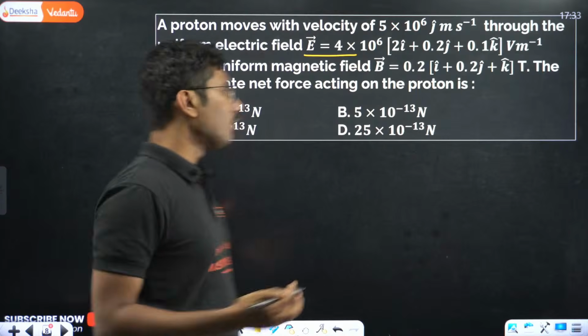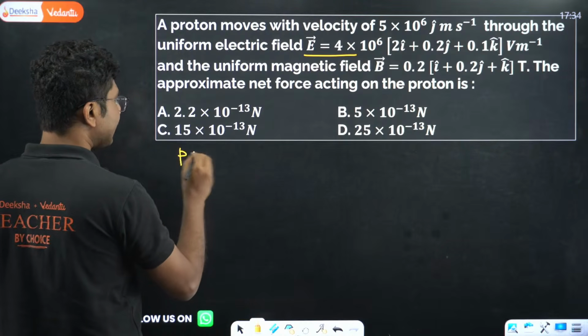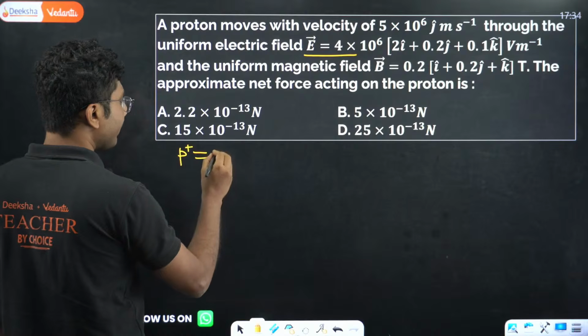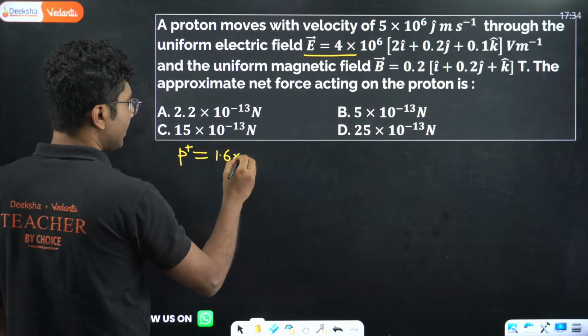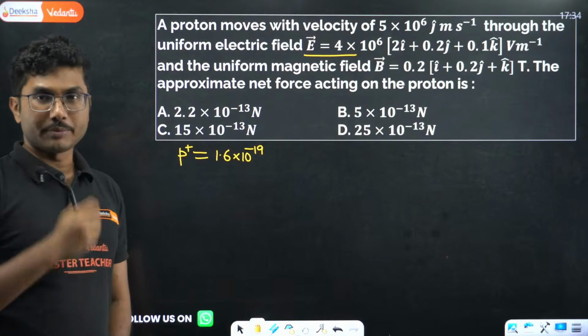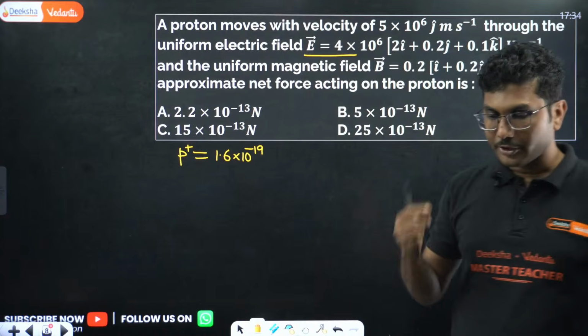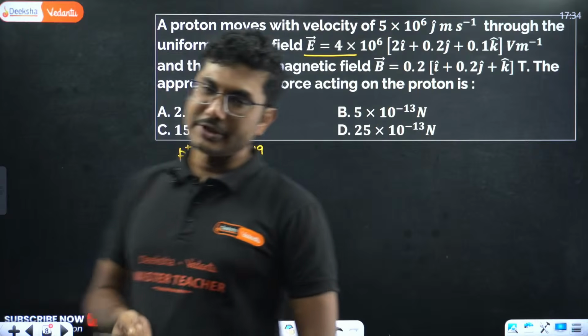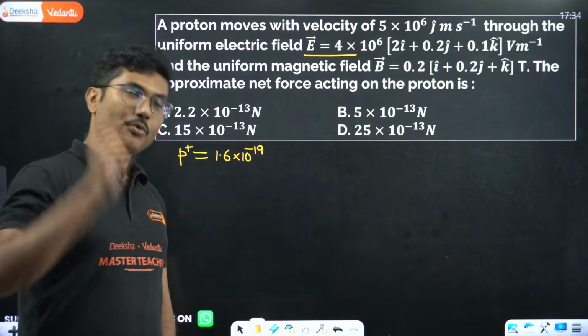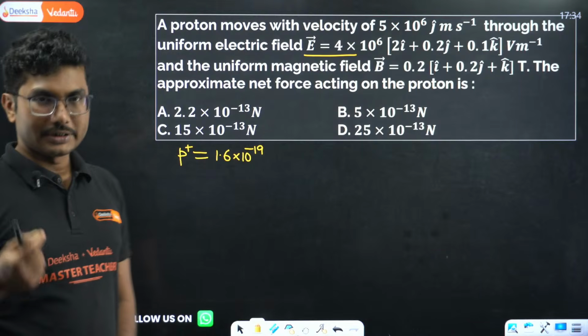Okay, first we have to calculate; obviously the electric field is given, and it is a proton. So what is the charge of a proton? The charge of a proton is basically the same as an electron, the only difference being it is a positive charge. Don't be afraid if you see the charge of a proton. A proton has the same charge as an electron. Sometimes we forget: an electron has charge 1.6 into 10 to the power minus 19. A proton will also have the same charge, but it is positive in sign.